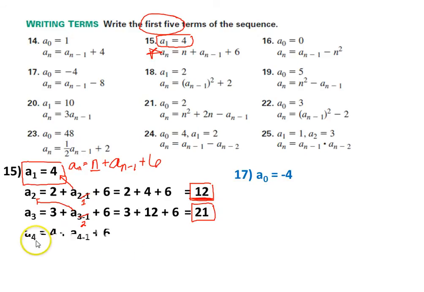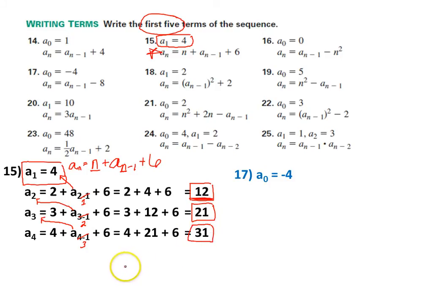And then a sub 4, you're plugging in 4 anytime you see that n up here. So 4 plus a sub 4 minus 1 plus 6. 4 minus 1 is 3. A sub 3 was what? A sub 3 was 21. So we have 4 plus 21 plus 6 is 31.